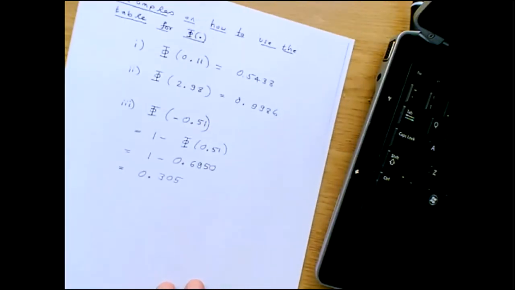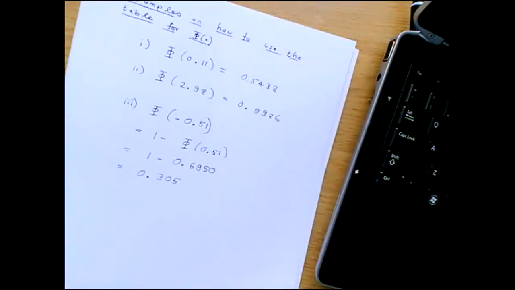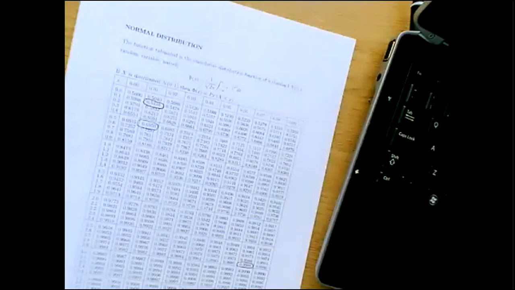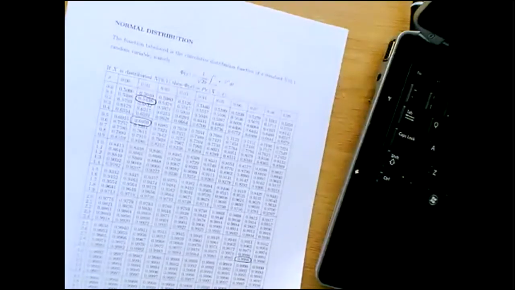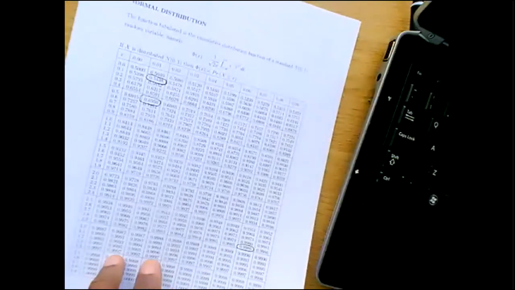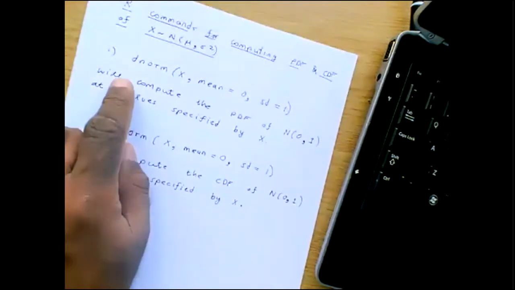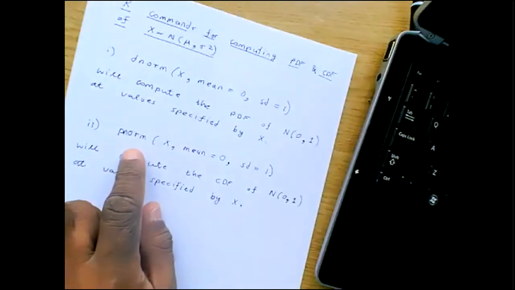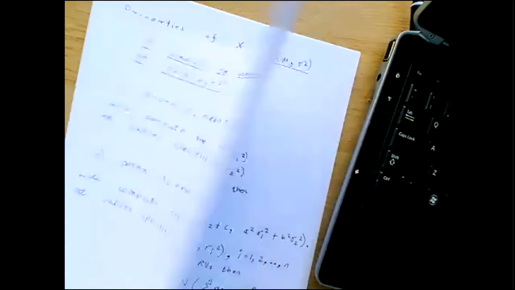These are some examples on how to read the normal table, right? I hope all of you watched the video. And this is the normal table. If you watched the video, I explained there how to read this table, right? And this is the command for computing the density of a normal distribution, and this is the command for computing the CDF of a normal distribution, right?